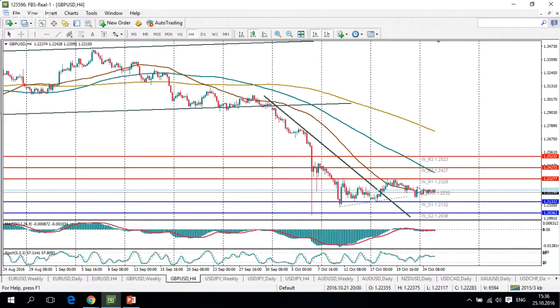The inability of the British pound to break above 1.2330 last week is a negative signal, and probably after this consolidation is over, the decline of the currency will continue to the levels below 1.21, towards 1.20 and even lower.